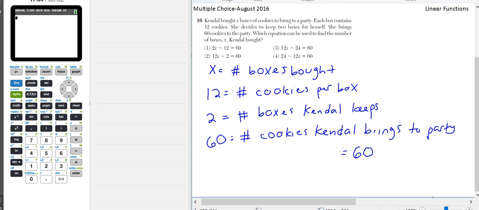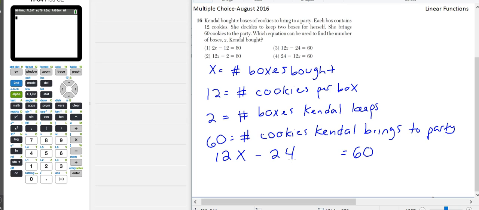We know that Kendall bought x boxes of cookies, and in each box there are 12 cookies. So the total number of cookies that Kendall bought is 12x. And she kept 2 boxes for herself. If she kept 2 boxes for herself, it means that she kept 24 cookies for herself, because there are 2 boxes and each box has 12 cookies. So 12x minus 24 should give us 60.